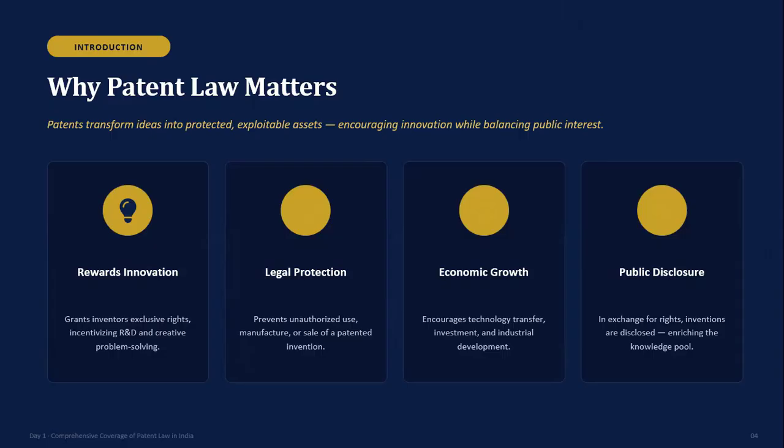Finally, there is an important balance between private rights and public knowledge. In return for patent protection, the invention is disclosed to the public. This disclosure contributes to the wider technological knowledge base. Therefore, patent law attempts to maintain a balance between protecting innovation and serving the broader public interest.